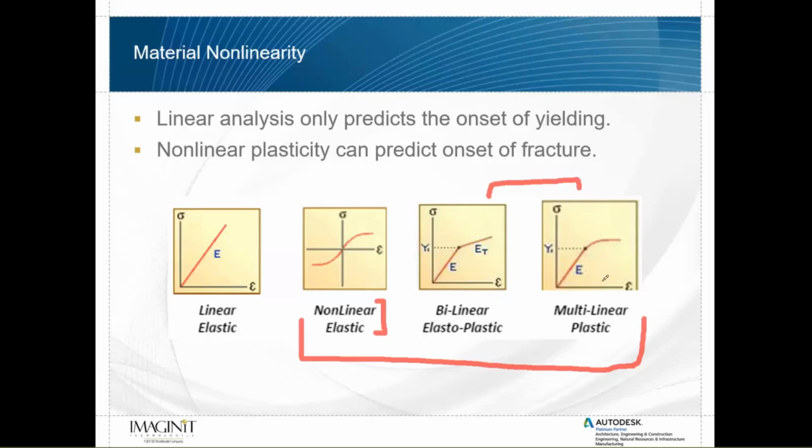With bilinear elastoplastic, you're taking your true stress strain curve and you're approximating that nonlinear working range. Rather than entering in all the data points, you're basically just estimating where the fracture point is going to be, where the yield point is, and then you're calculating a tangent modulus that's typically somewhere between 7 to 10% of your true Young's modulus. So it's going to flatten the curve back out, and you're just estimating that nonlinear working range.